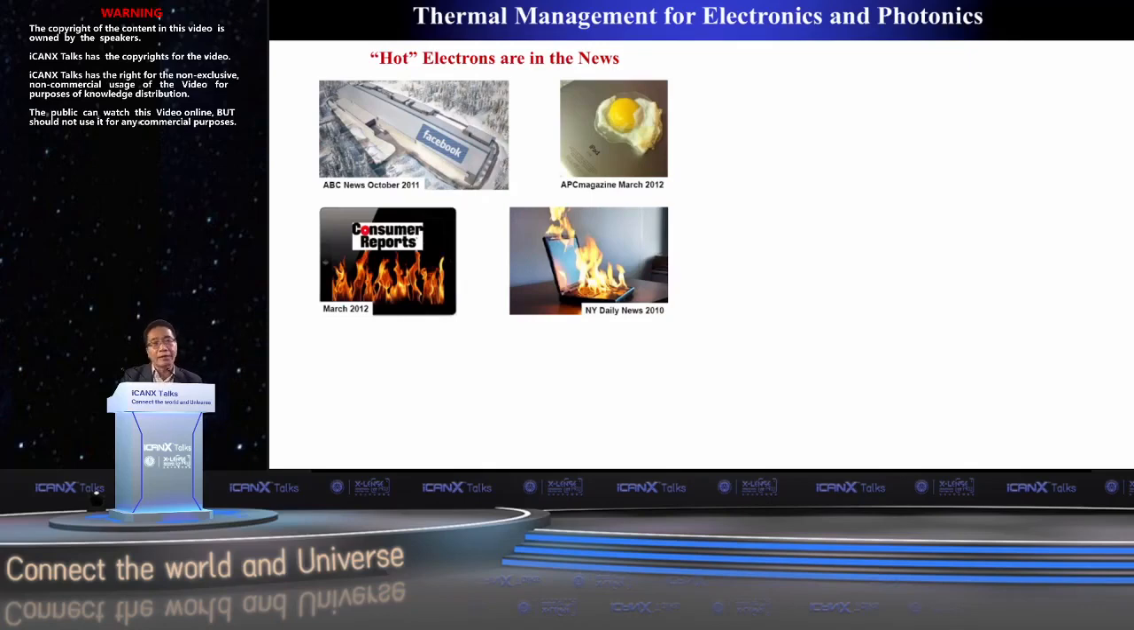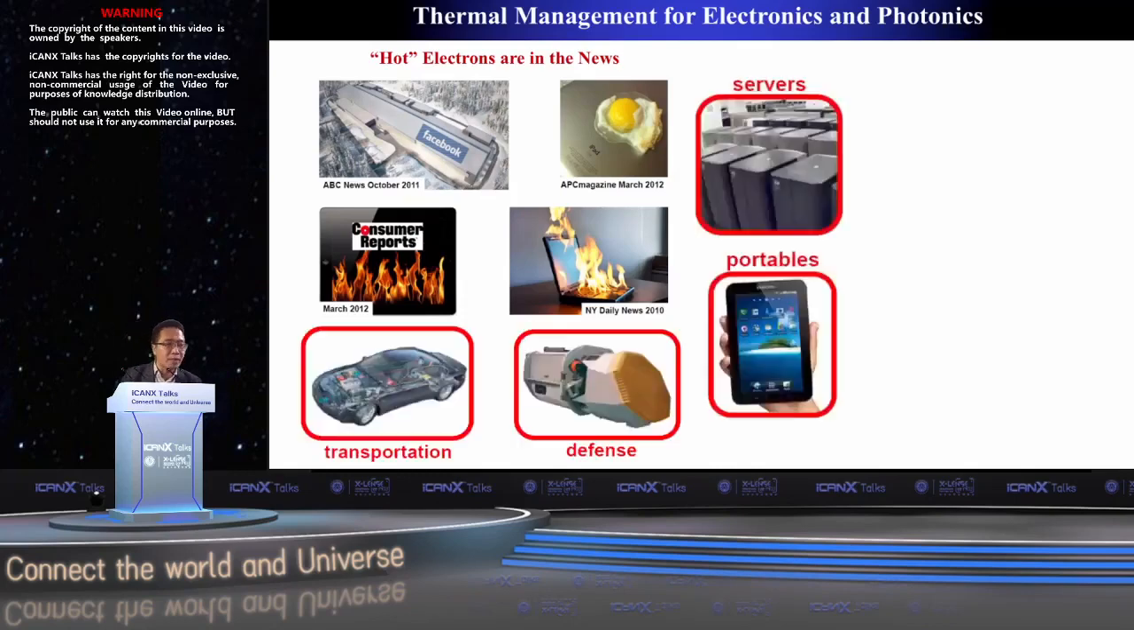I think most of us have experience using smartphones, and they become really hot sometimes when you play games hard, or if you have really bad habits like myself, walking around on the road playing with your phone. Because of the sunshine, your phone usually gets very hot indeed. Lots of electronic systems get heated up and very hot. This is talking about transportation, especially electrical vehicles, defense electronics, portable electronics, and servers, lots of them.